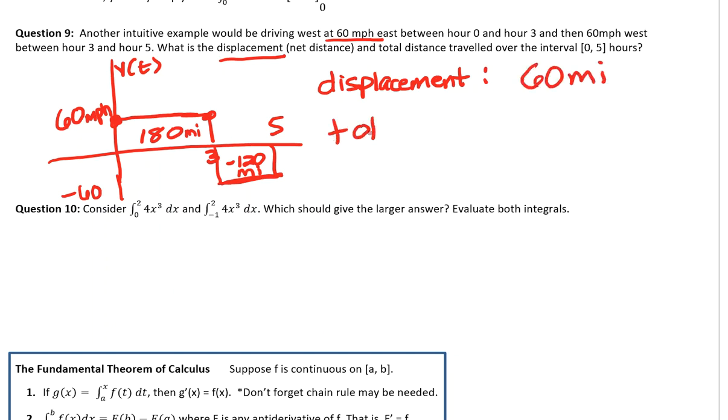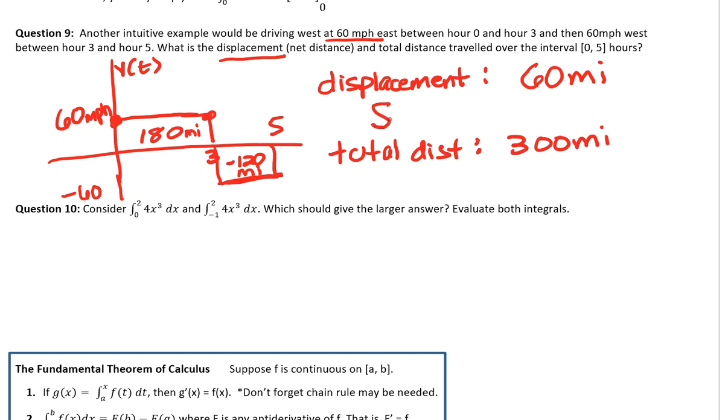Your total distance, however, and I'm going to give myself just a little bit more room because I want to put an integral there, our total distance, you still have to put gas in the car so that you could travel 300 miles. So a very big difference between displacement and total distance.